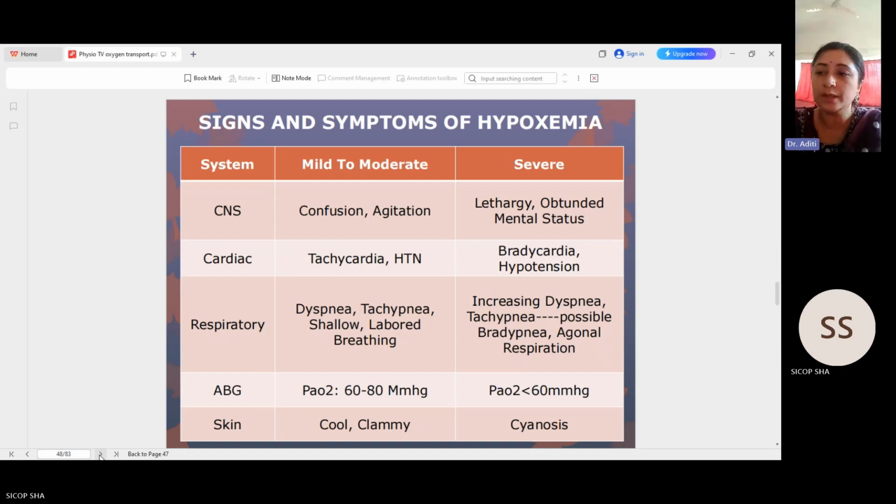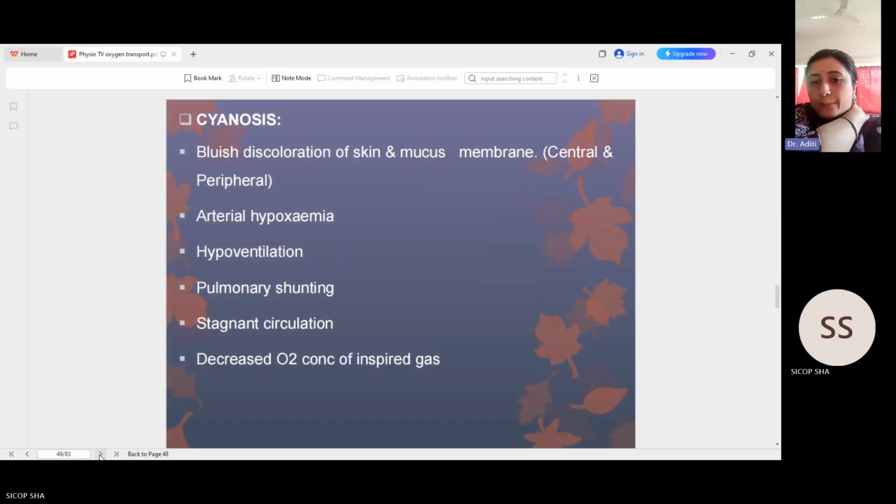the hypotension sets in. So CNS wise, again, in severe cases, you will see lethargy or altered mental status. Next. So this was all about hypoxemia.